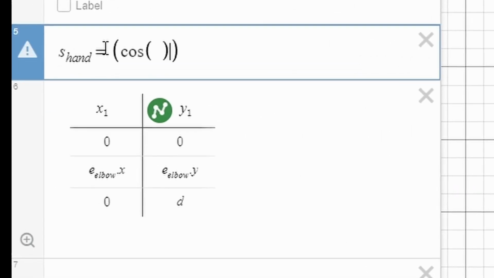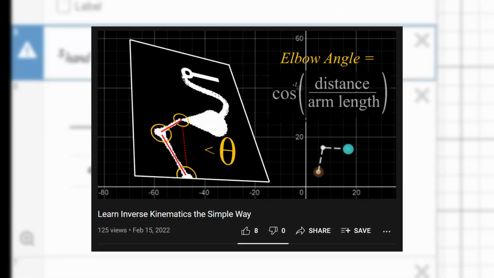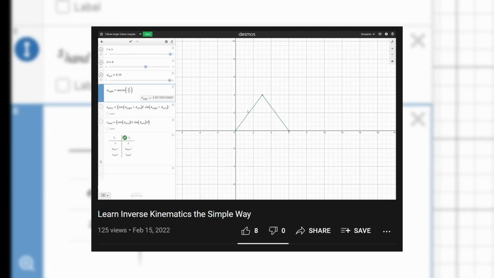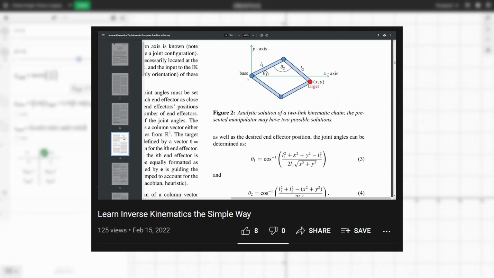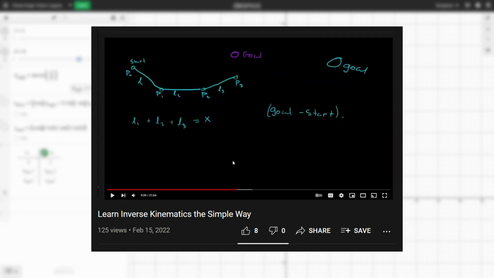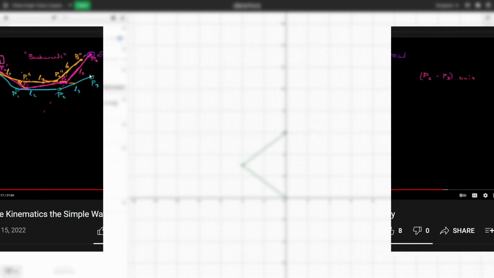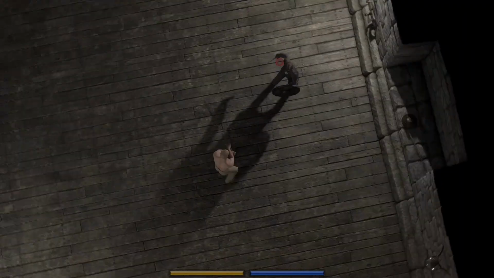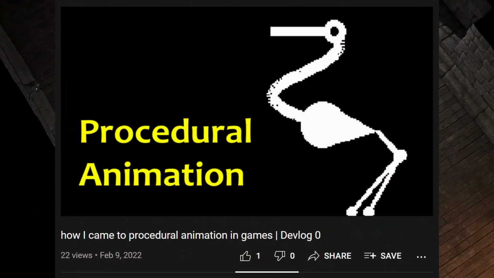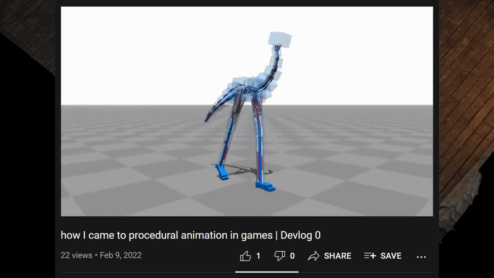I recently made an intro to inverse kinematics video. I probably could have done a better job of articulating myself, and maybe I'll make another video in the future, but I think I've outlined a pretty good approach to start off. In a previous video, I've also talked a lot about how I came to procedural animation, and why I'm sort of obsessed with it, and why I've learned a lot about it in general.